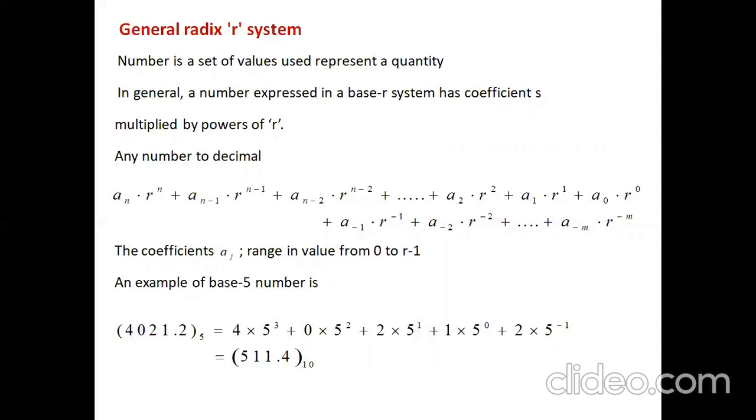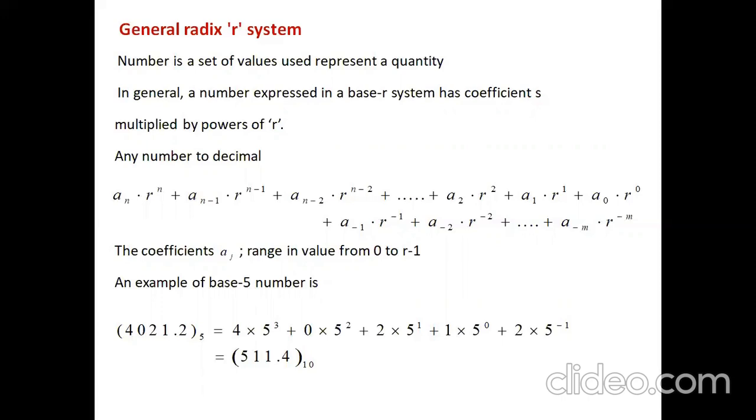So if you take an example, we can see that 4021.2, here the 4 is multiplied with the highest power of 5. Actually, we have to start from right to left. So it starts from 1 into 5 to the power of 0 plus 2 into 5 to the power of 1 plus 0 into 5 square plus 4 into 5 cube. And the point which is there, from there onwards, we have to start from left to right, that is 2 into 5 to the power of minus 1.